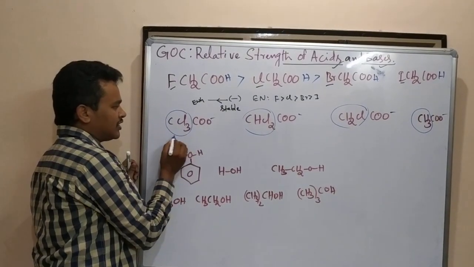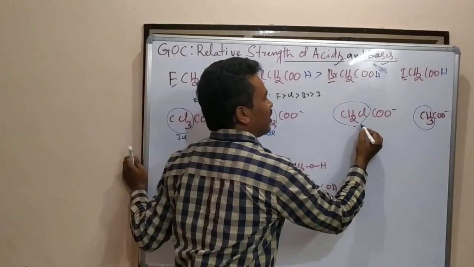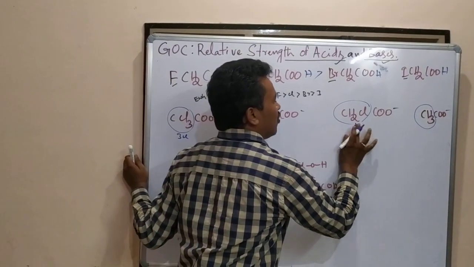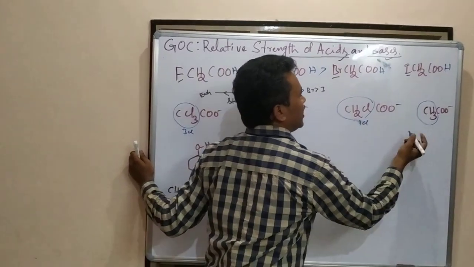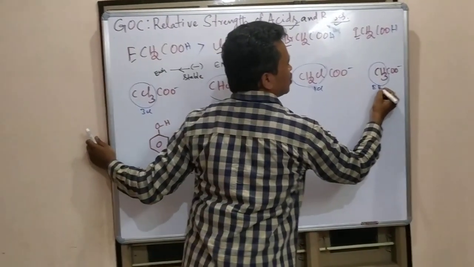Here how many chlorines are there? 3 chlorines. Here how many are there? 2 chlorines. Here how many are there? 1 chlorine. How many are there? 1 chlorine. Here 0, no chlorine. Here it is an electron releasing group.